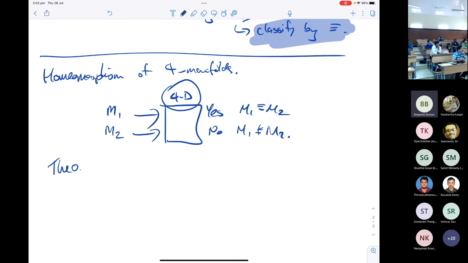So Snappy builds this, but sometimes it gets it wrong. Snappy guarantees that the triangulation it produces is a triangulation of the correct manifold, but it doesn't guarantee that it is the canonical triangulation. So when you ask Snappy if these two manifolds are homeomorphic, it builds the canonical triangulations and compares them. If they match, the answer is yes. If they don't match, either the answer is no, or it got the canonical triangulation wrong.